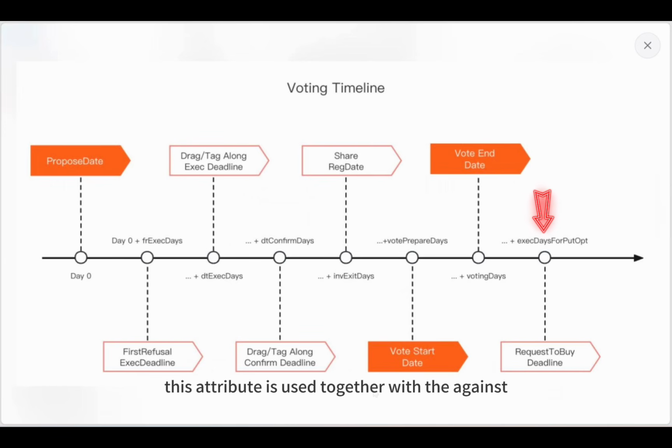This attribute is used together with the against shall buy attribute. If we specify that those who vote against are required to buy the target shares on the same terms, then the period between the vote end date and the request to buy deadline is the exercise period during which the original selling shareholder can exercise this right. In the system's rules, this is also measured in days. So those are the basic definitions of all the time periods.